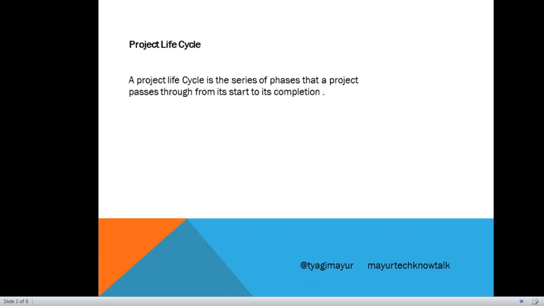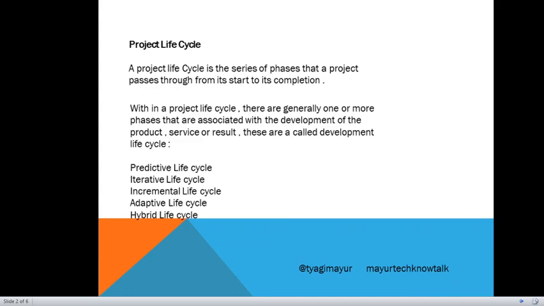So a project lifecycle is the series of phases that a project passes through from its start to its completion. These phases may be sequential, iterative, or overlapping. Project lifecycle can be predictive or adaptive.